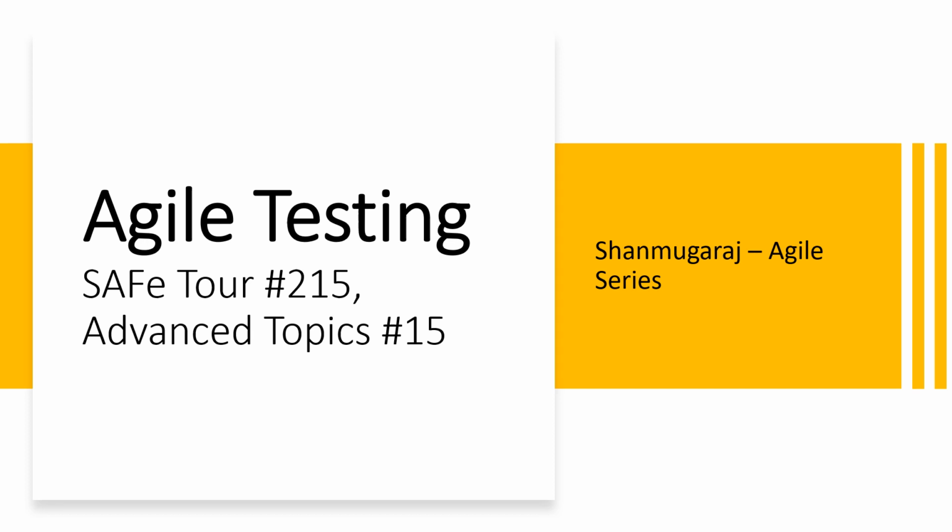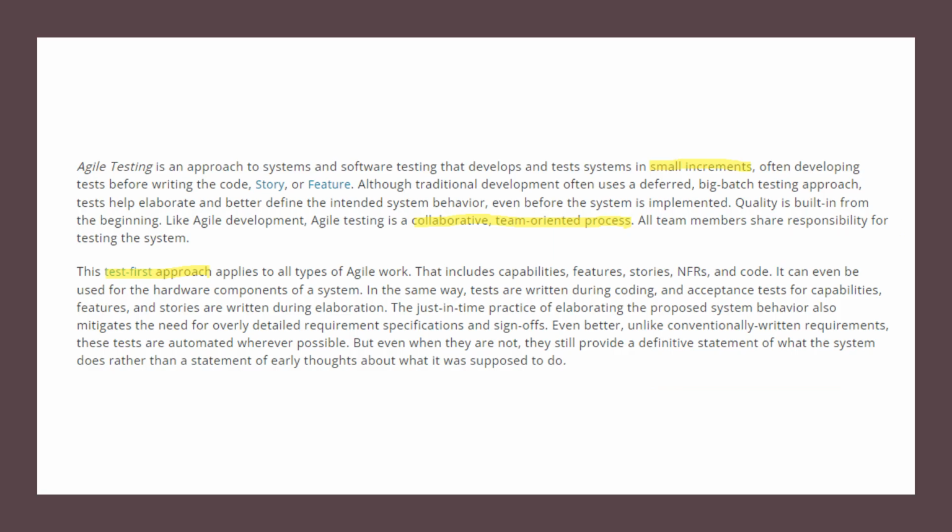All right. So having said that, let us get into today's topic. Currently we are discussing some of the advanced topics in SAFe 6.0. Today's topic is Agile testing. Agile testing is an approach to systems and software testing that develops and tests system in small increments, often developing tests before writing the code, story, or feature.